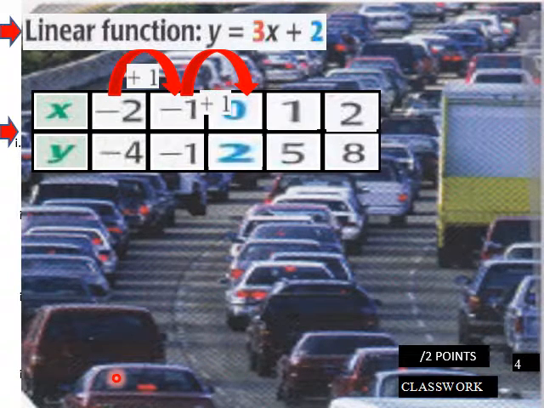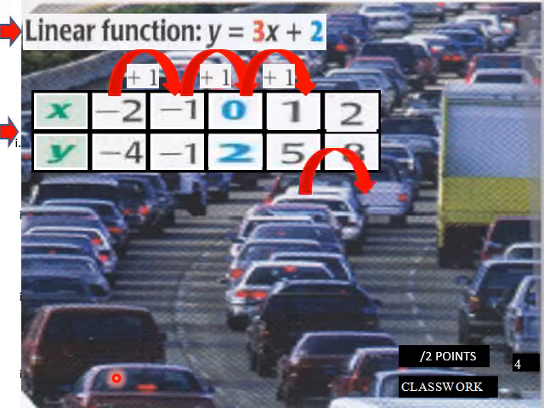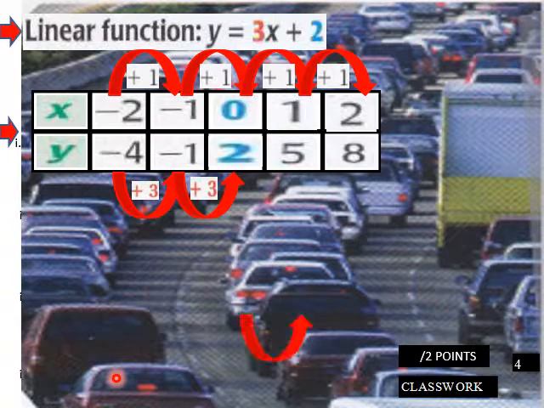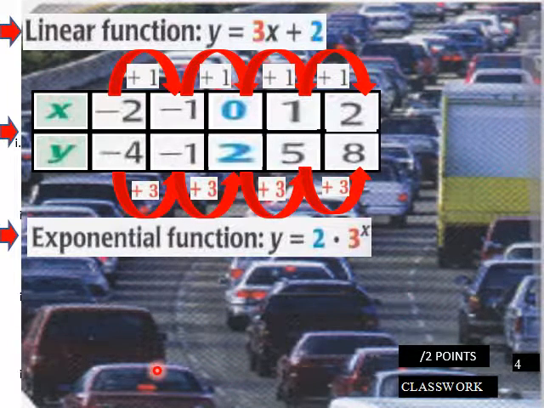So we have a difference of 1 there, a difference of 1, a difference of 1, and then a difference of 1. And then for the output, we have a difference of 3, a difference of 3, a difference of 3, and a difference of 3. So all these are the same. The outputs increase by an increment of 3, and the inputs have an increment of 1.